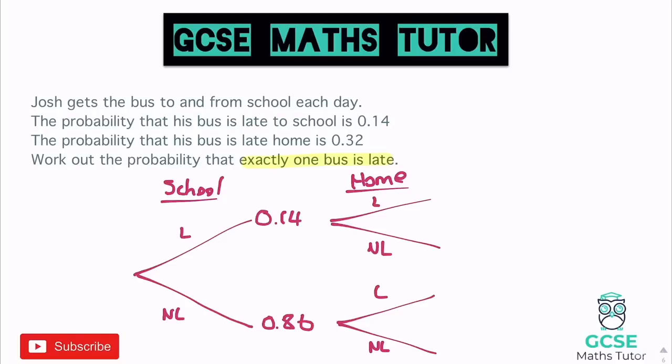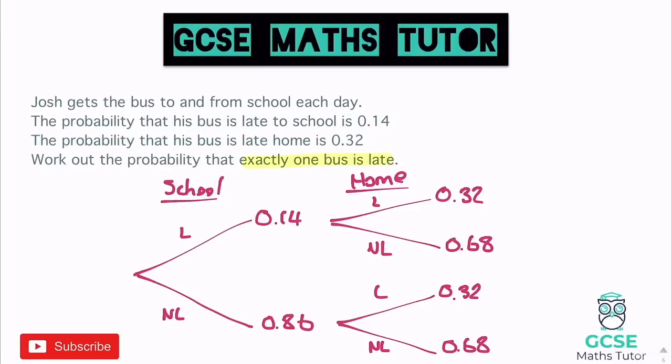So it says the probability of late home is 0.32. So we can put that in the late there, and we can put it on the late down here as well. And again, that's 32%, and 100 take away 32% would leave us with 68%. So that would be 0.68. There we go. And again, just double check that they definitely add up to 1.